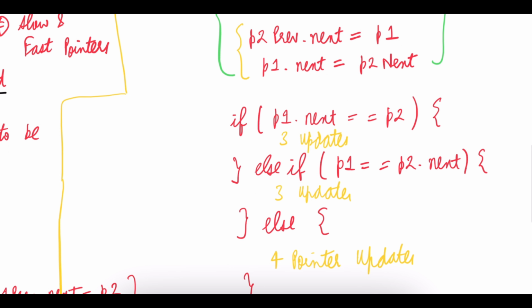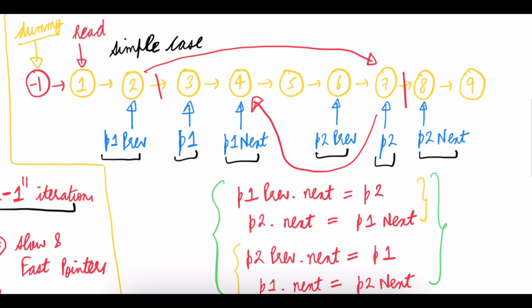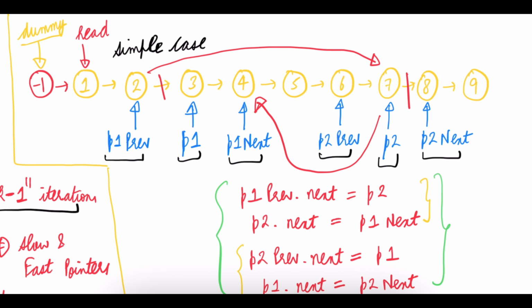So using the dummy node, it was helpful for finding the kth node from the end using slow and fast pointers, and it also helped us avoid null pointer exceptions. So let's try to write the code for this question and understand this better.